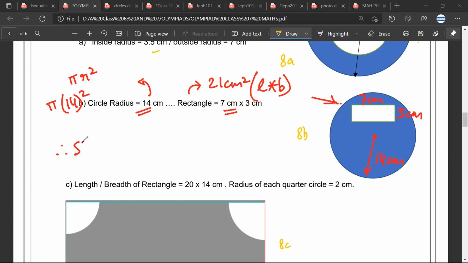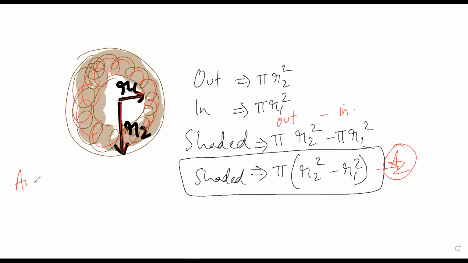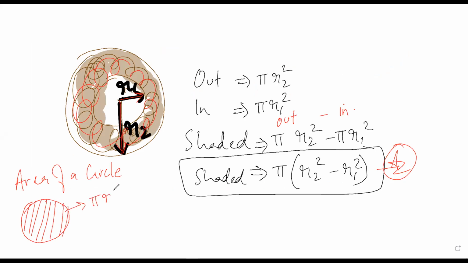Sir, I didn't get this. Which one? Sir, I didn't understand the area of circle. The area of a circle is pi r square. Any doubt? No, sir. So if this is a circle that I have, then the full area of the circle would be pi r square. Any doubt about this? No, sir.